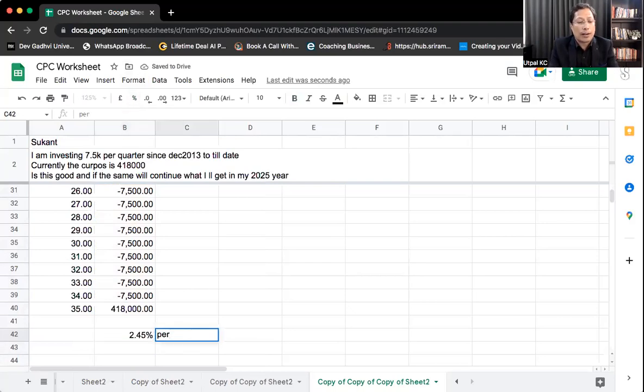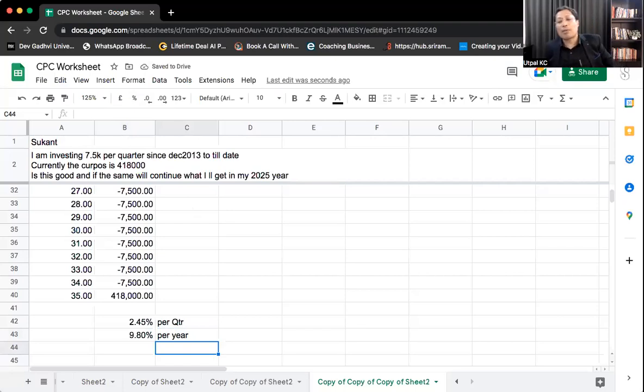(2.45% per quarter). Okay, so that means this is equal to 2.45% into 12. Sorry, into 4, is equal to how much? 9.80% per year. So got it? You are getting somewhere around 9.8% per annum. Okay. So now your second part.